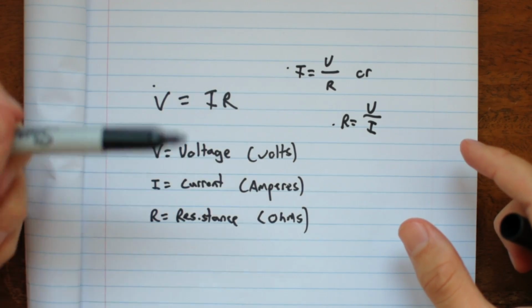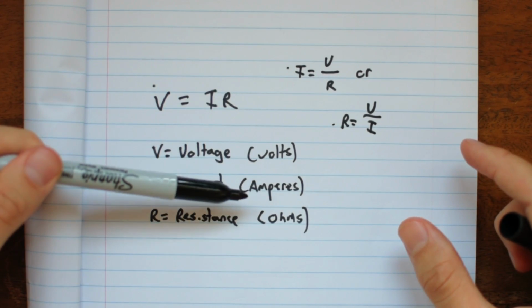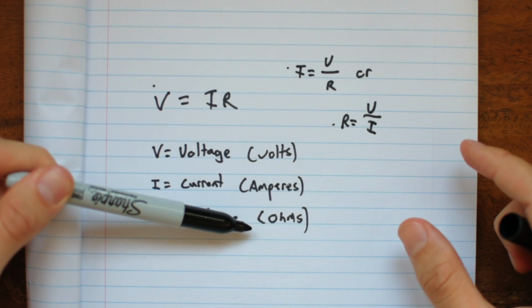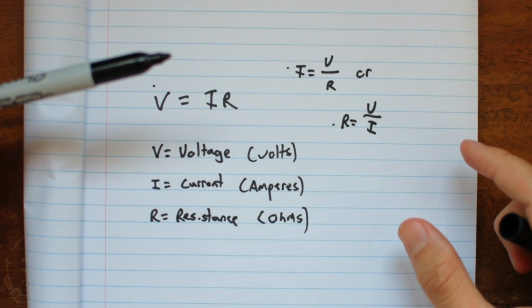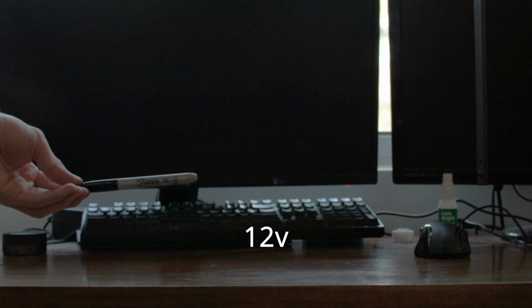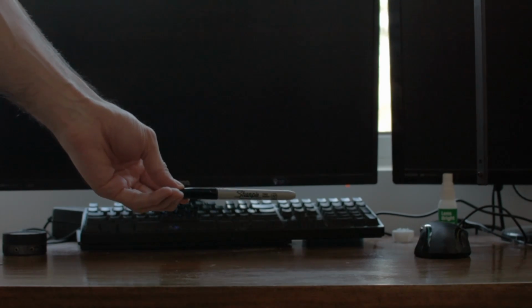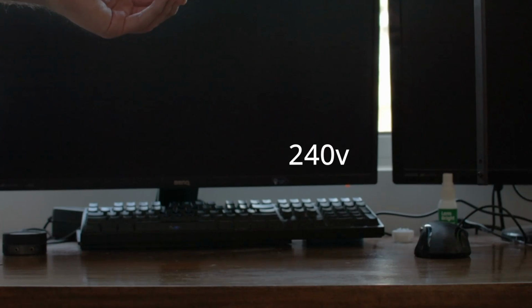Now let's take a look at what these values actually are, and I'm going to use the analogy of gravity to sort of explain what voltage, current, and resistance are. So now if I take this Sharpie and I drop it at this height, let's say that's 12 volts. Now if I vary the height, we intuitively know that the force at which the Sharpie is going to hit the desk is going to be more or less depending on the height that I drop it from. So if I raise the Sharpie up, we can say that this is increasing the voltage.